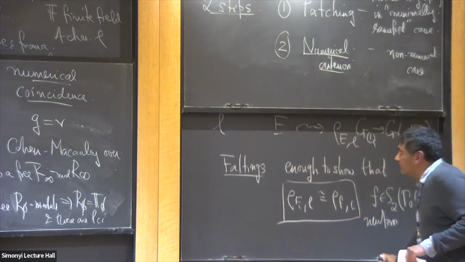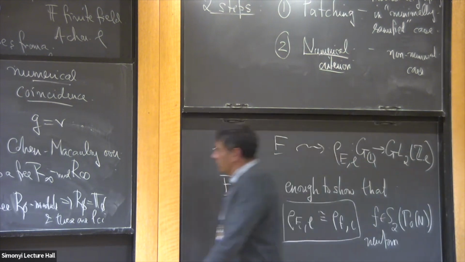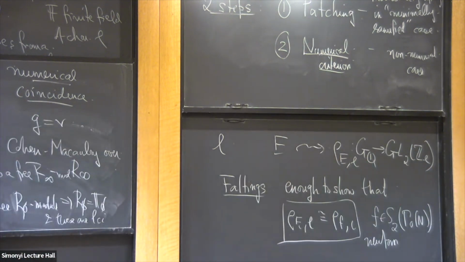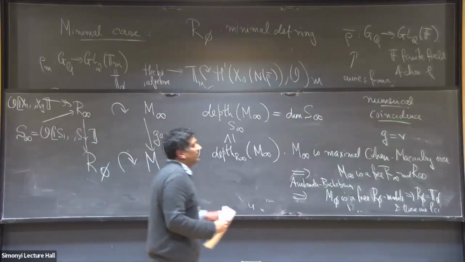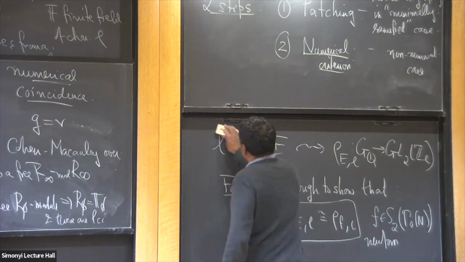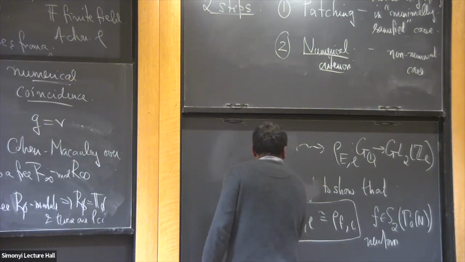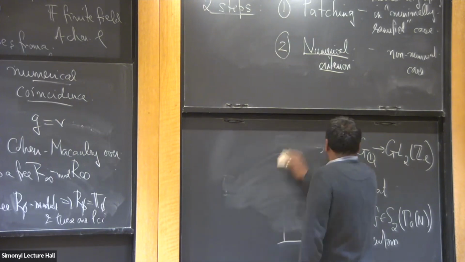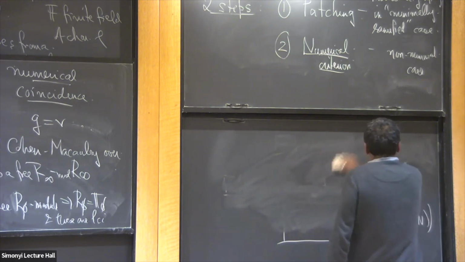So the numerical criterion, what is it? Now the game is that you have an R equal to T theorem with minimal ramification, and you want to relax the ramification condition. So you want to go from a level like N phi to some higher level and still preserve R equal to T.